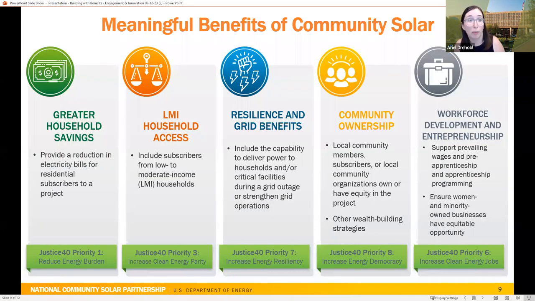This is a little bit more about our meaningful benefits. So these are the outcomes that we are looking to achieve through our work at the Department of Energy. And you may notice that there are a few things that are not listed here that we're going to be talking about today in this webinar, such as authentic community engagement and other innovative practices that go even further and beyond these five areas of benefits. And that'll be the focus of today's discussion.